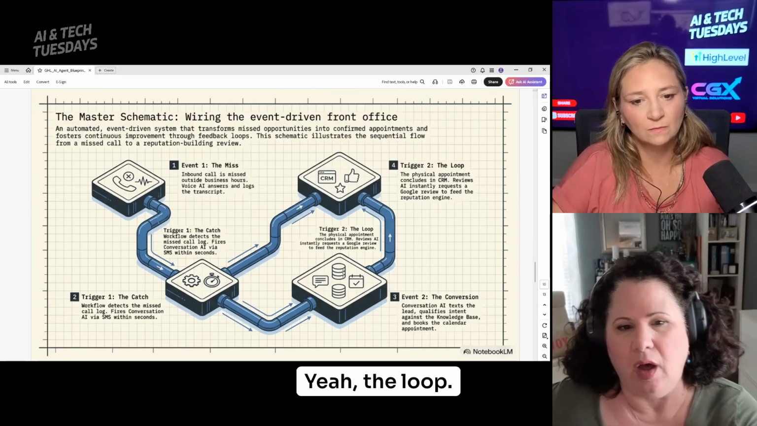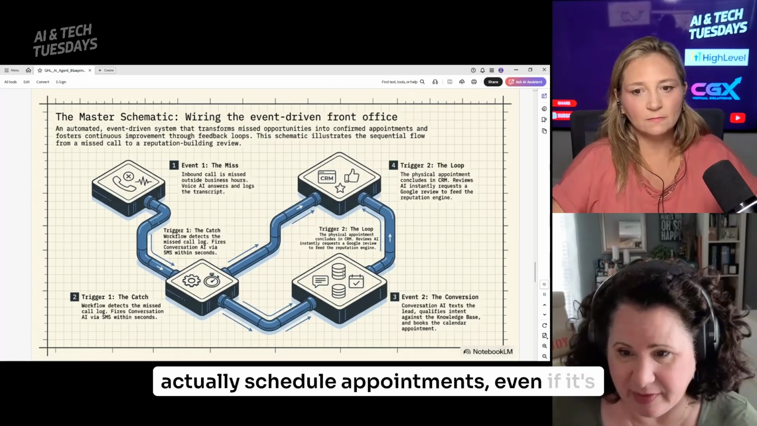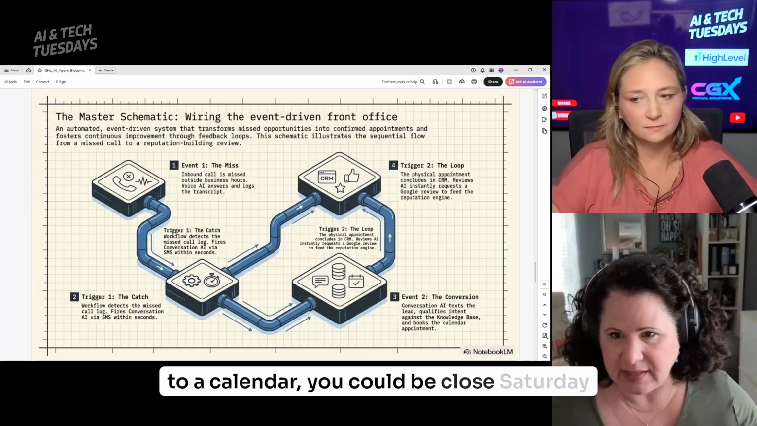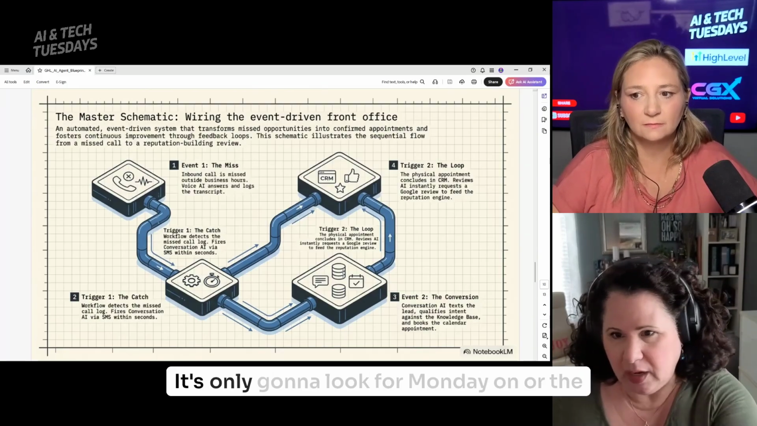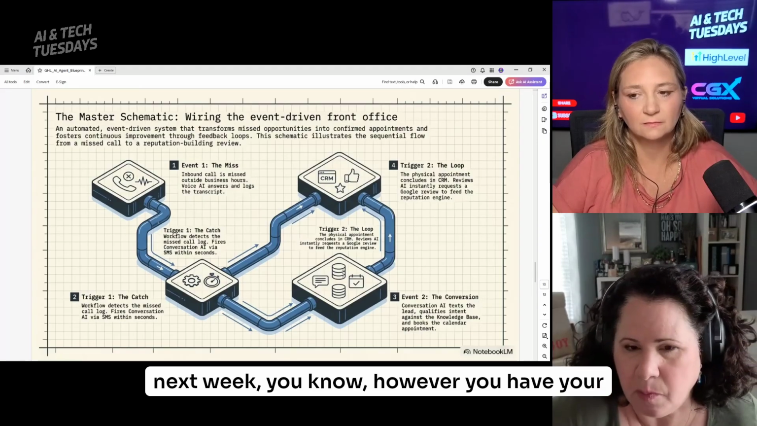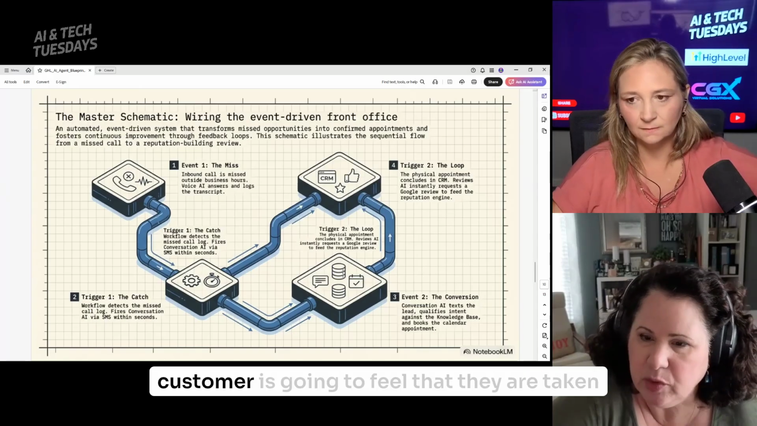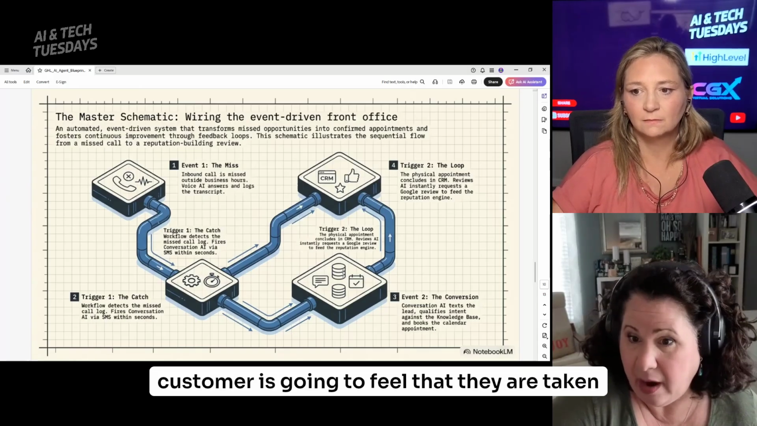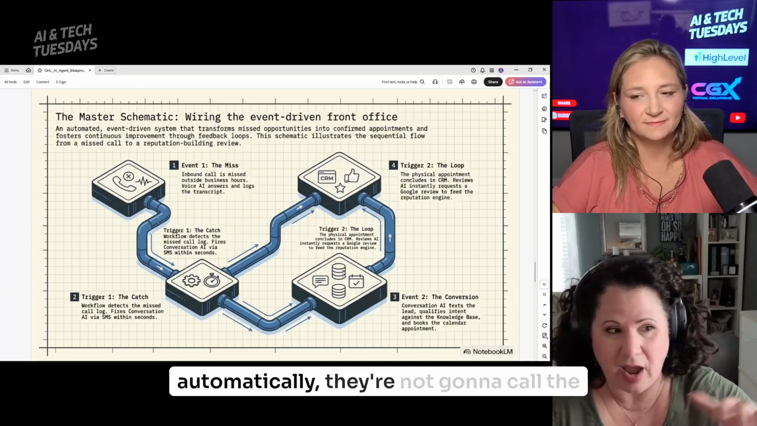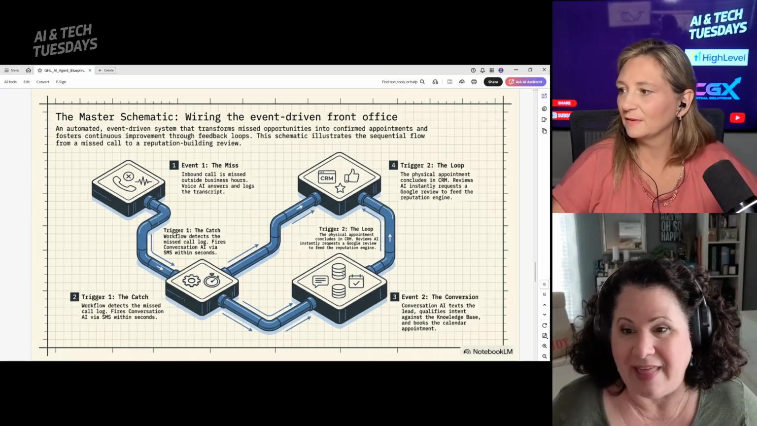If you have it set up to do so, you can actually schedule appointments, even if it's off hours, because if you have it connected to a calendar, you could be closed Saturday and Sunday, but that's okay. It's only going to look for Monday or the next week, however you have your availability set up. It can handle those things, and the customer is going to feel that they are taken care of. And guess what? If they can book an appointment with you automatically, they're not going to call the next guy.